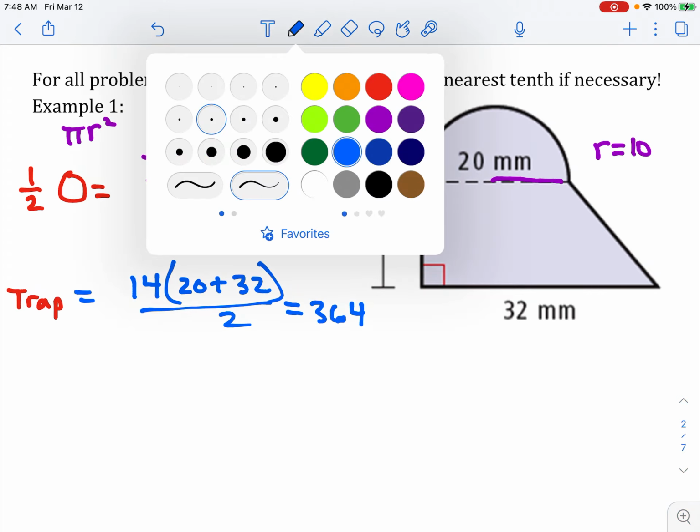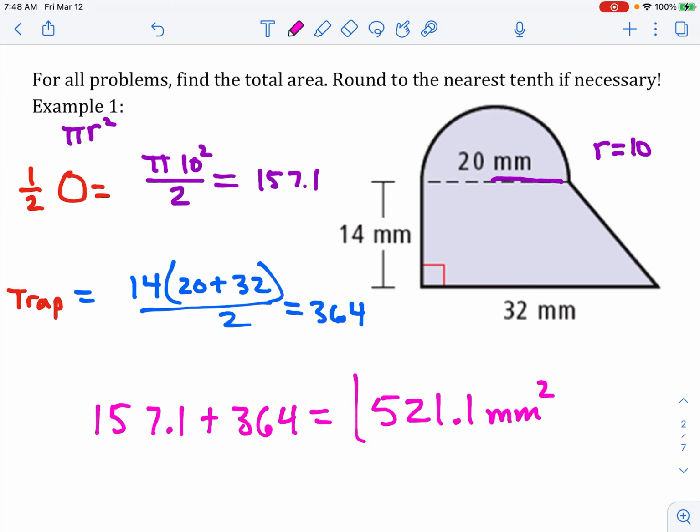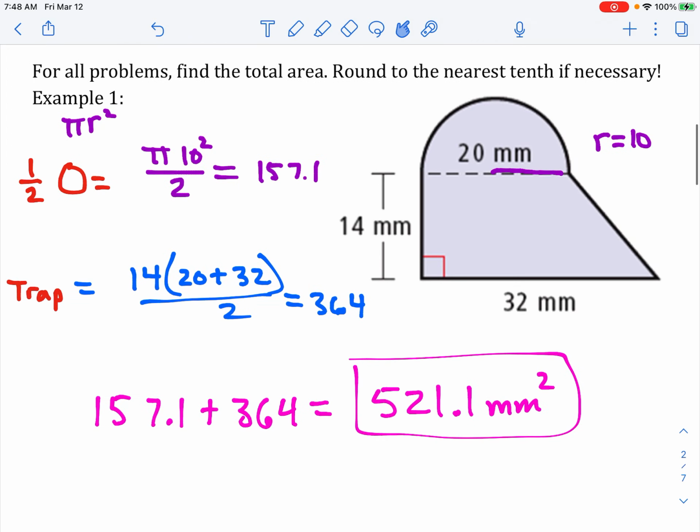Now, to find the area of this whole shape, I'm going to take my first answer, 157.1, the area of my half circle, plus the area of my trapezoid. If you add those together, you're going to get a total of 521.1 millimeters squared. So here's a picture that had a half circle over a trapezoid. I find the area of the half circle first, then the area of the trapezoid, and then I add them together. Let's look at another shape.